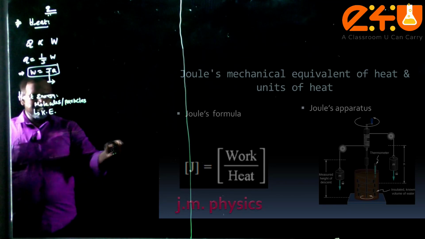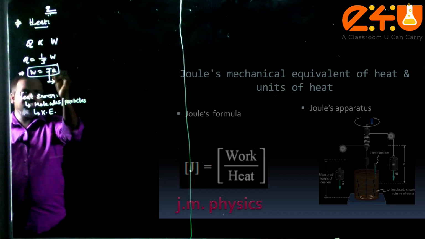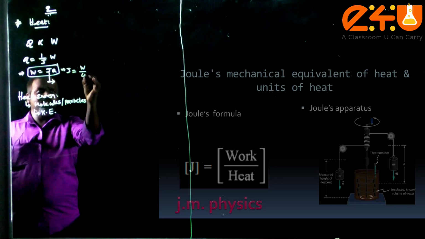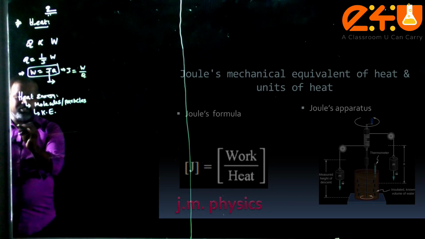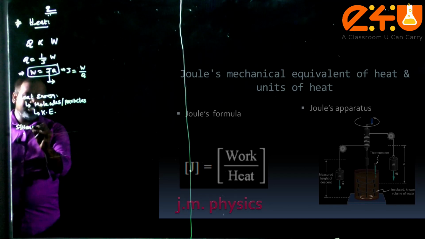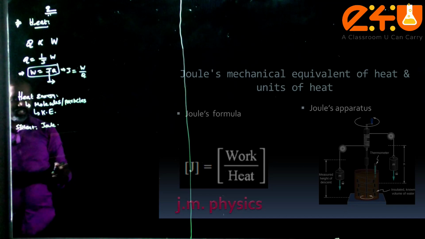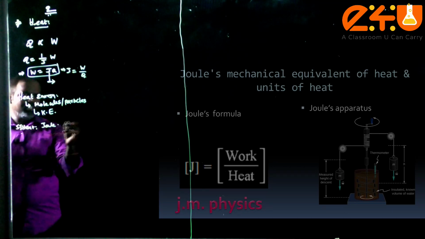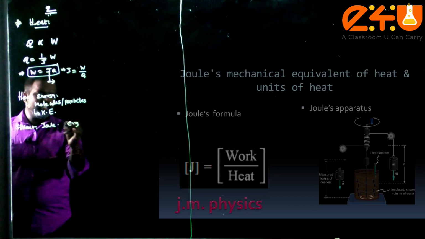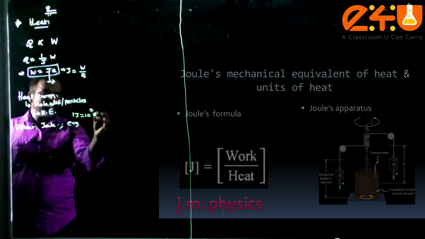Now see the equation: W equals J into Q, or J can be written as W by Q also. The SI unit of heat energy is Joule, but there are some other practical or non-SI units, like the CGS unit, erg. So 1 Joule is equal to 10 to the power of 7 erg.